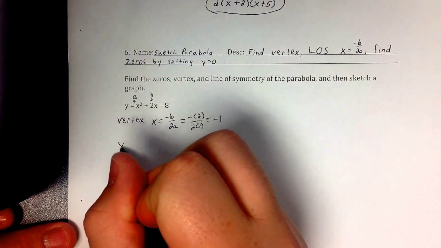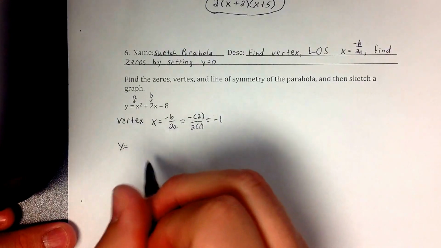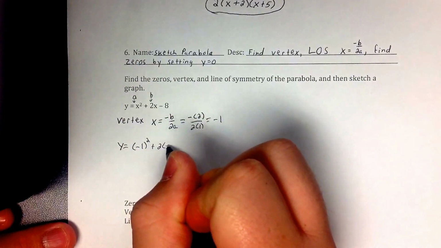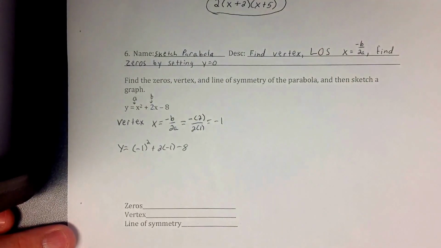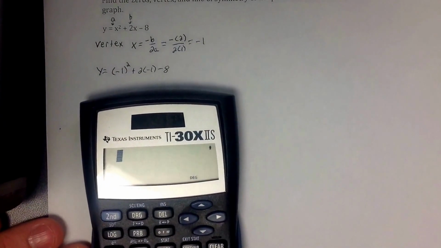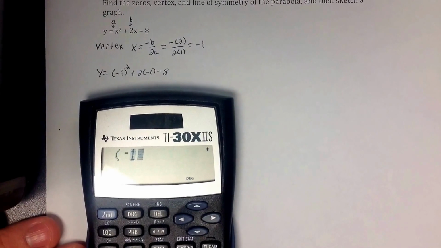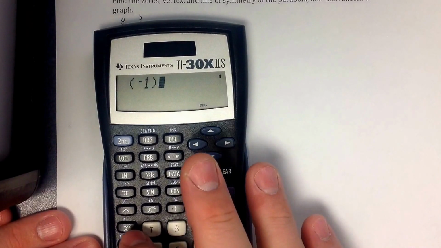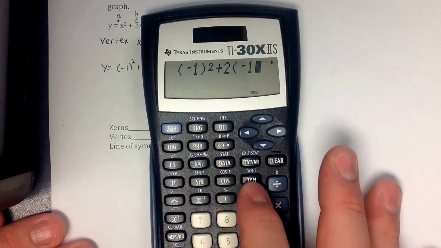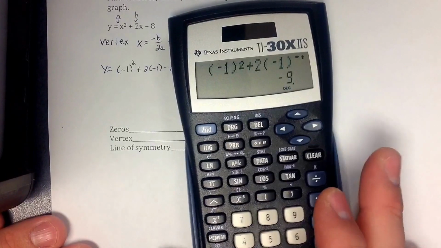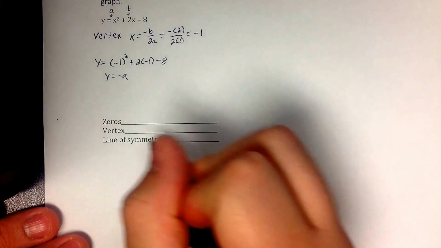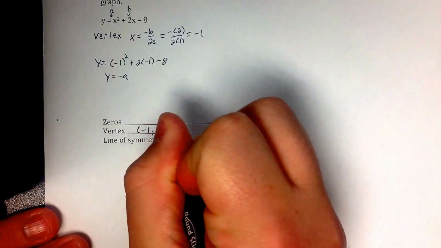The y value I get by putting in negative 1 for x in the equation. So I'd have y equals parentheses negative 1 squared plus 2 times negative 1 minus 8. And that part you can just put in your calculator in one step if you just plug it in exactly like it's shown. So parentheses negative 1 parentheses squared, then we have plus 2 parentheses negative 1 minus 8, and you get negative 9. So the y value of the vertex would be negative 9. So my vertex, we got the point negative 1, negative 9.